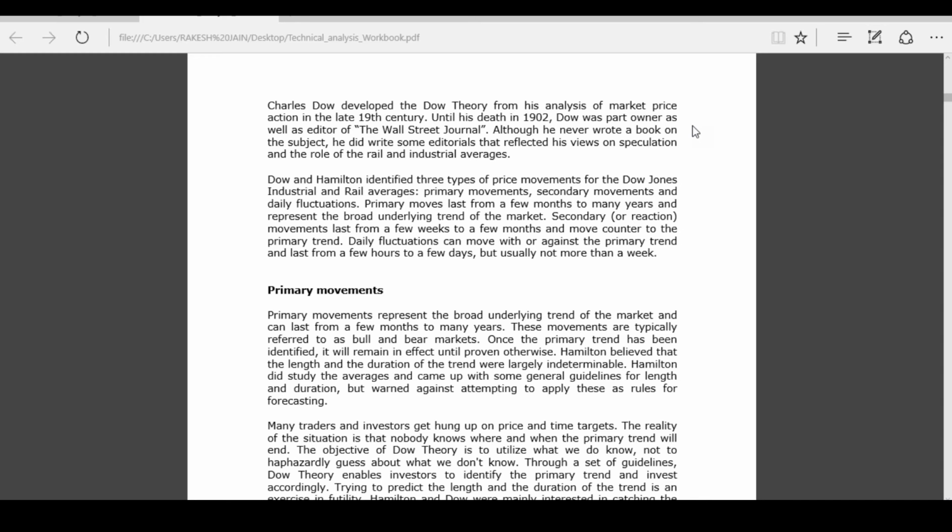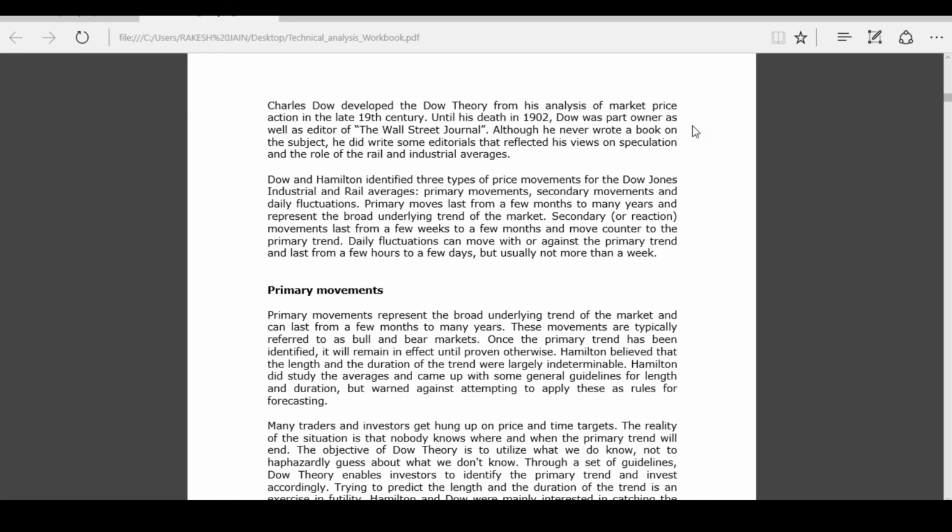Now let's understand some very, very important topics of Dow theory. Charles Dow has developed the Dow theory, which is called the basic tenet of the market. Now what does the Dow theory mean? Charles Dow has given some principles on Dow theory. Let's understand what these particular principles are.